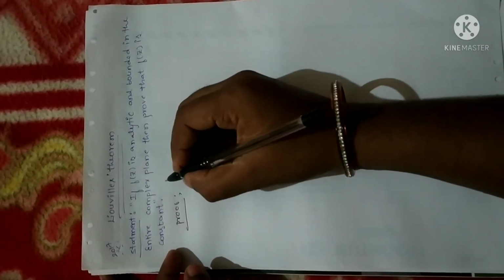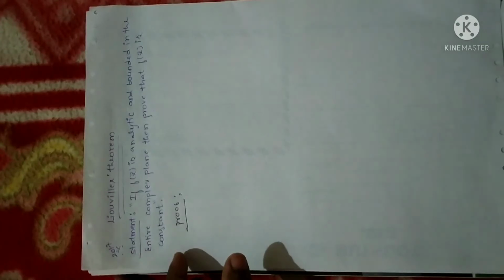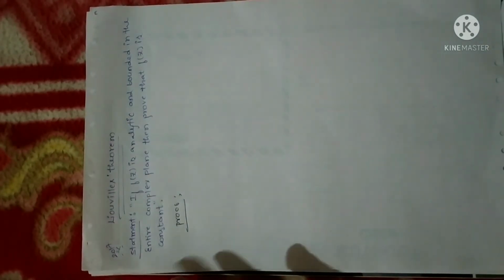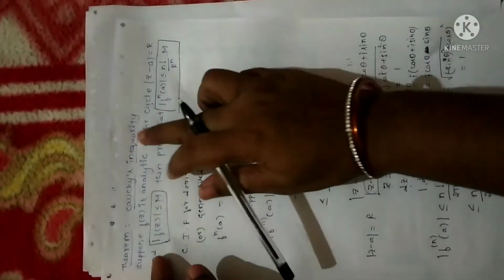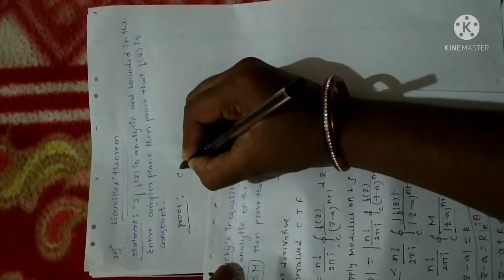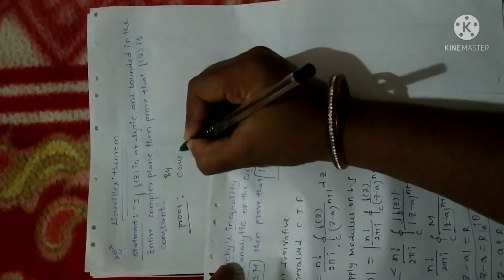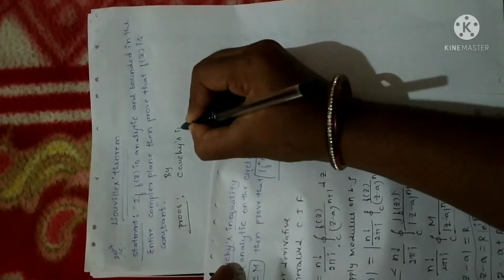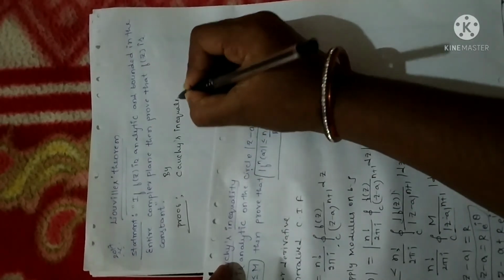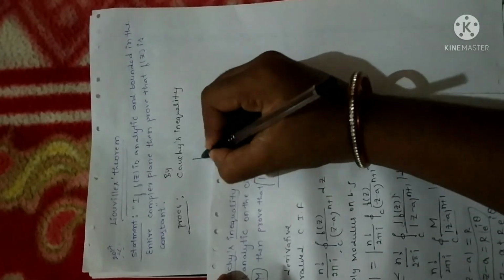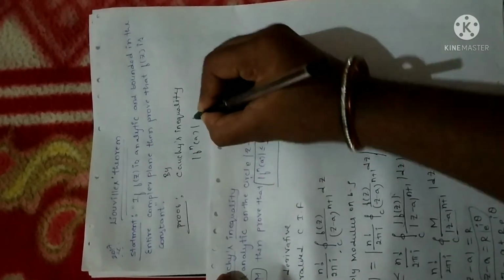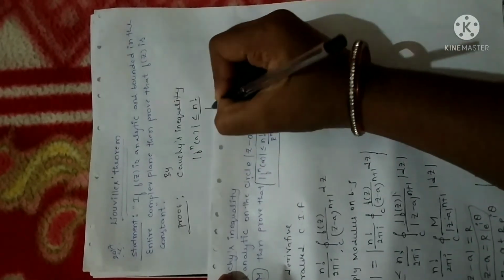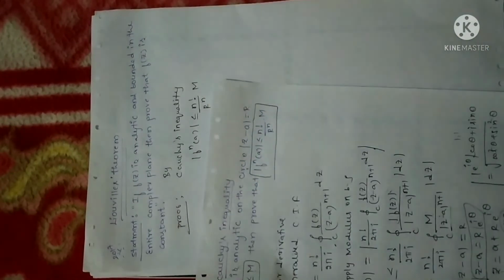So by Cauchy's inequality, just now I have proved, right? So what does Cauchy's inequality say? This is what Cauchy's inequality is. Just now I have proved. So let me write Cauchy's inequality now. By Cauchy's inequality, what we have is magnitude of f power of n of a will be less than or equal to n factorial by r power of n into M.